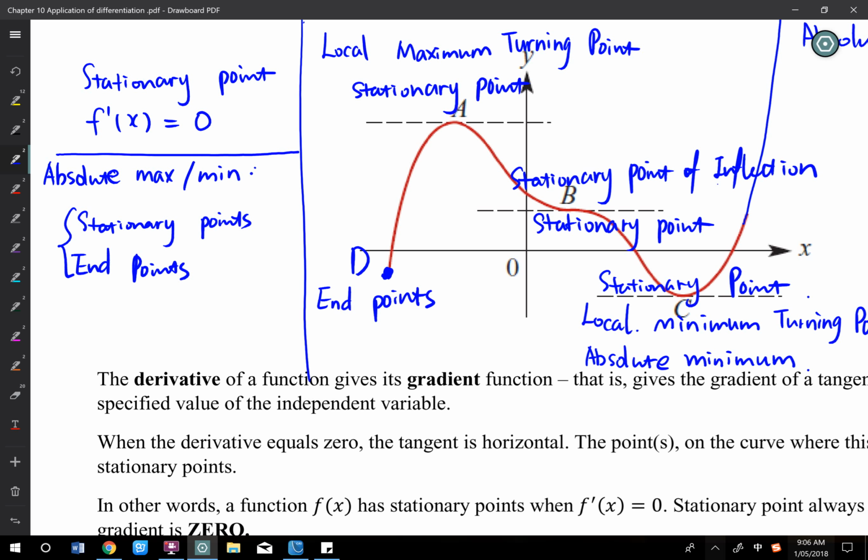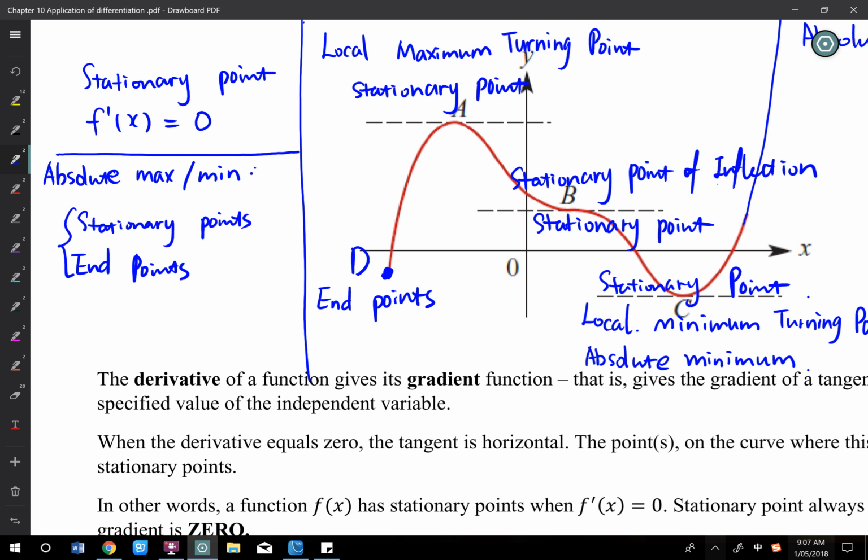Compare them. Which one has the minimum y value? That's the absolute minimum. Which one has the highest y value? That's the absolute maximum. It doesn't matter whether it's a local maximum or minimum. If it has the highest y value, that's an absolute maximum as well. Same as point C here. C is a stationary point, a local minimum, but it's also an absolute minimum. So among those points, you can definitely find your absolute max and minimum.